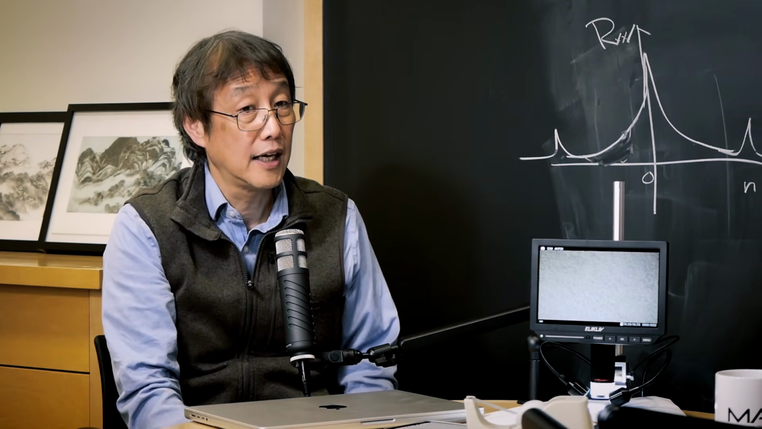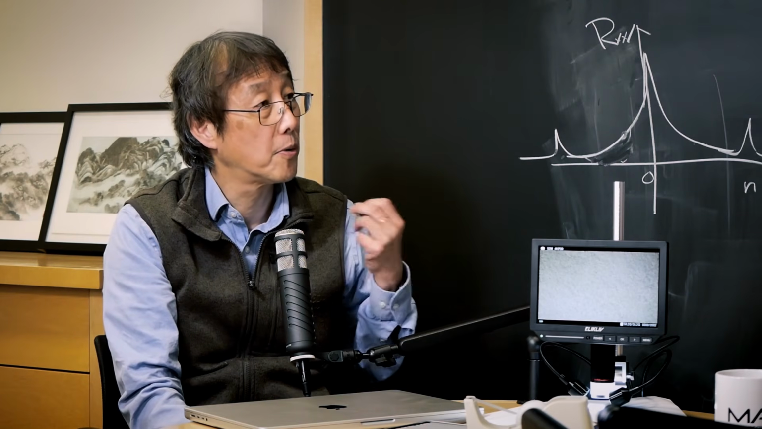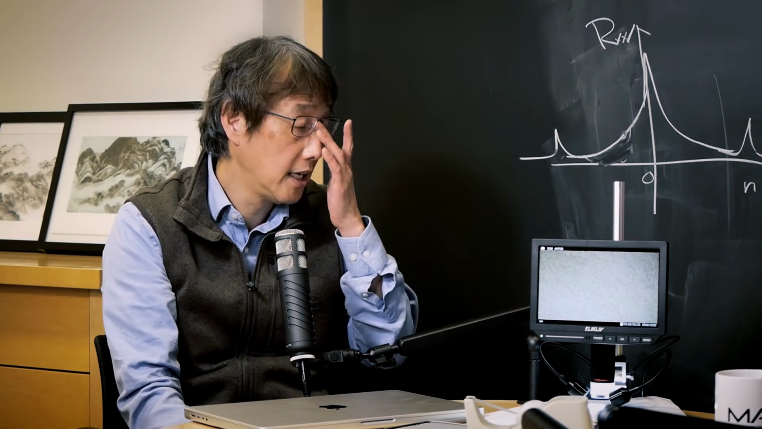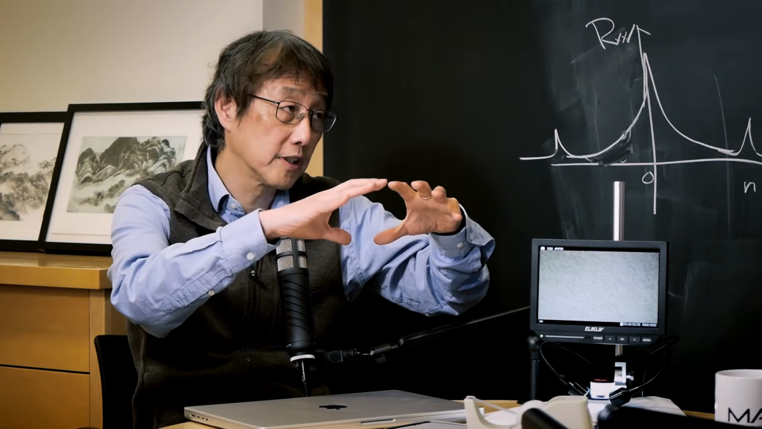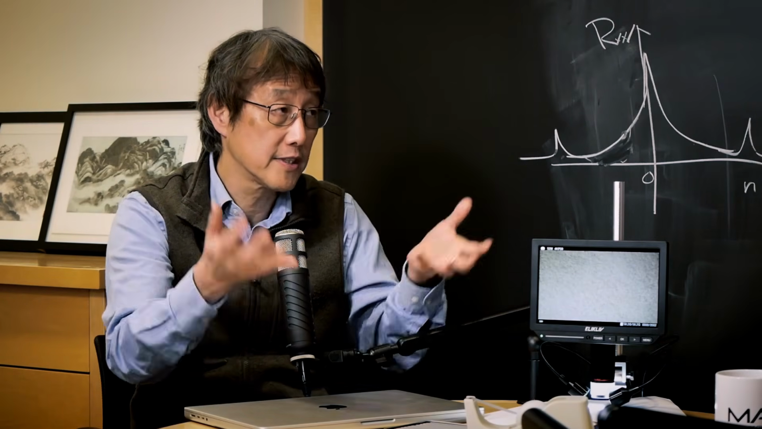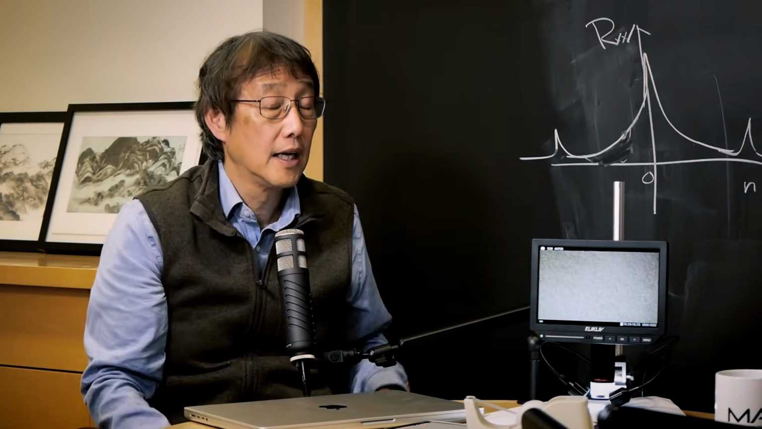But soon after that, it was also realized that if you have a topological superconductor, in other words, a superconductor where the gap is in the bulk and on the surface there is no gap.